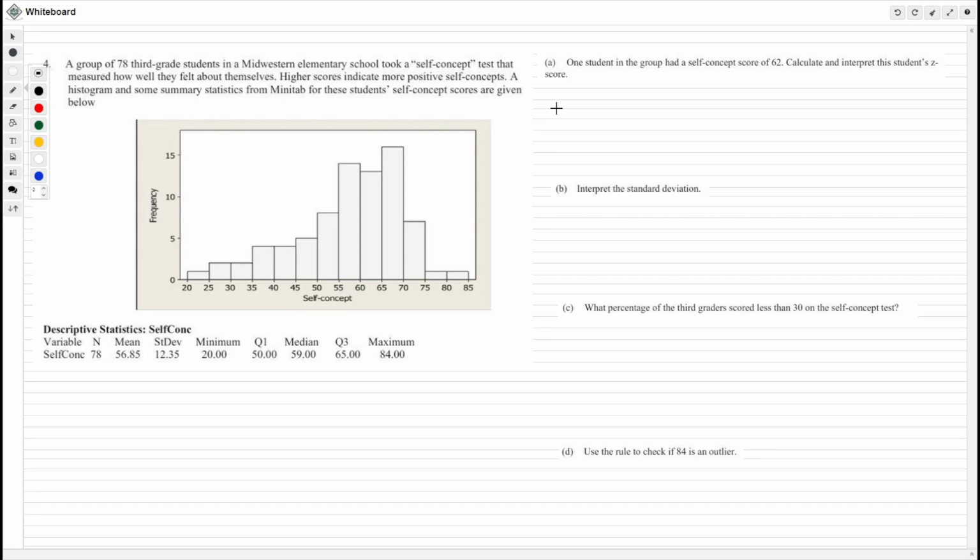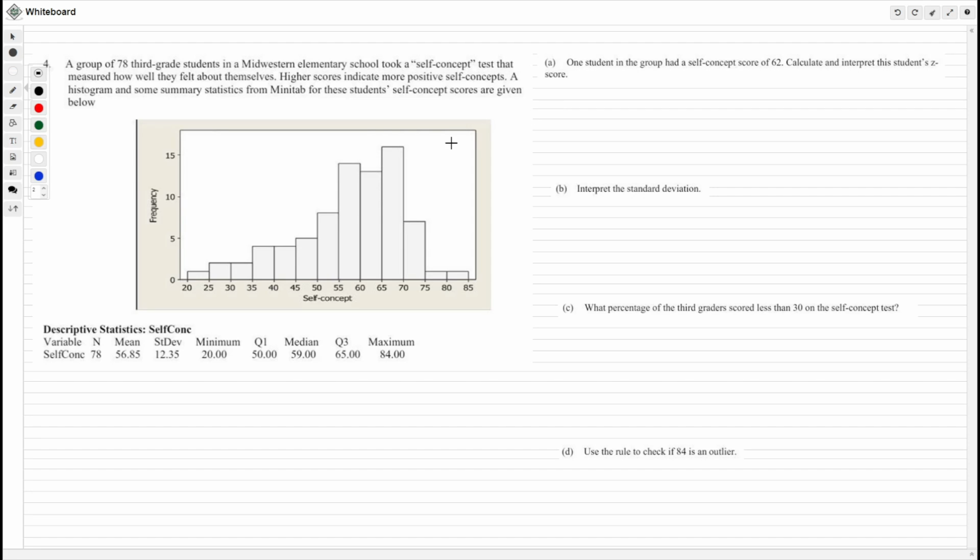Next up is number 4, the histogram about the Midwestern elementary school students. A group of 78 third grade students in a Midwestern elementary school took a self-concept test that measured how well they felt about themselves. Higher scores indicate more positive self-concepts. A histogram and some summary statistics from Minitab for these students' self-concept scores are given below.